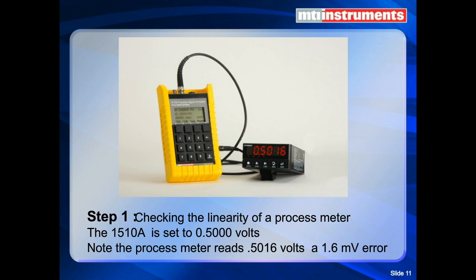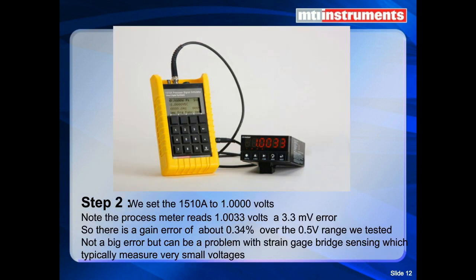Is it an offset or is it a gain error? Well, the next thing we do is we set our function generator, our signal generator, to 1 volt. Note the process meter here reads 3.3 millivolts error. So we can see that we have a gain error here of 0.34%. That can be quite significant if you're making very precise, accurate measurements. And that 0.34% is over the half volt range we tested. Of course, we could use the bigger range, but this is sufficient for this type of thing here.